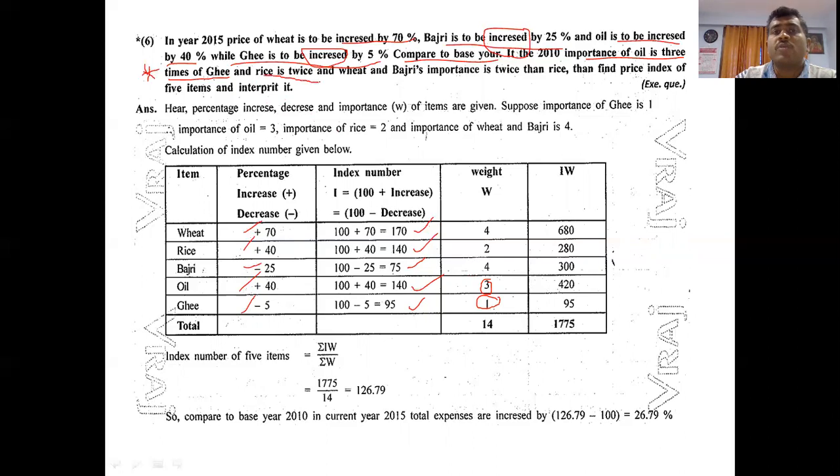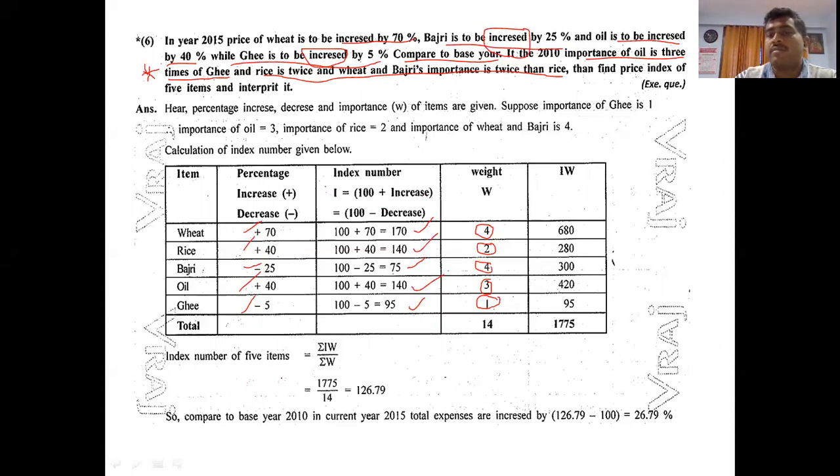And rice is twice, and wheat and bajri's importance is twice that of rice. Rice is twice, so rice comes to 2. Wheat and bajri importance is twice that of rice. Now they are comparing with rice. So 2 multiplied by 2 is 4, here also 4. So now the question comes: I and W again, IW.